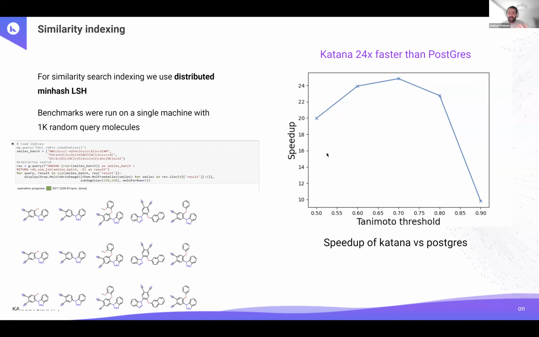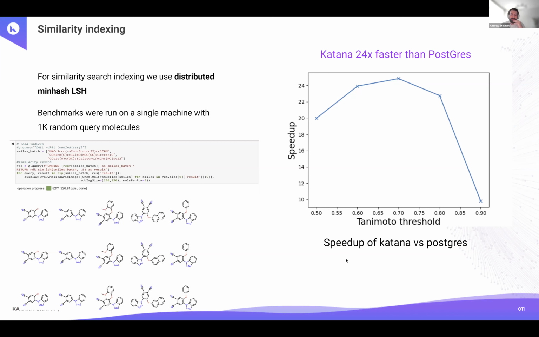And here, just as a comparison for performance, we compared it to the PostgreSQL RDKit package, which is inherently single-threaded. We're able to throw more silicon at the problem. So obviously we're faster, and we have this curve here that shows different Tanimoto thresholds. The y-axis says how many times faster Katana was than Postgres, so it's the quotient of the runtimes of Postgres over Katana. And you can see that at a Tanimoto threshold of 0.7, Katana is 24 times faster than Postgres.